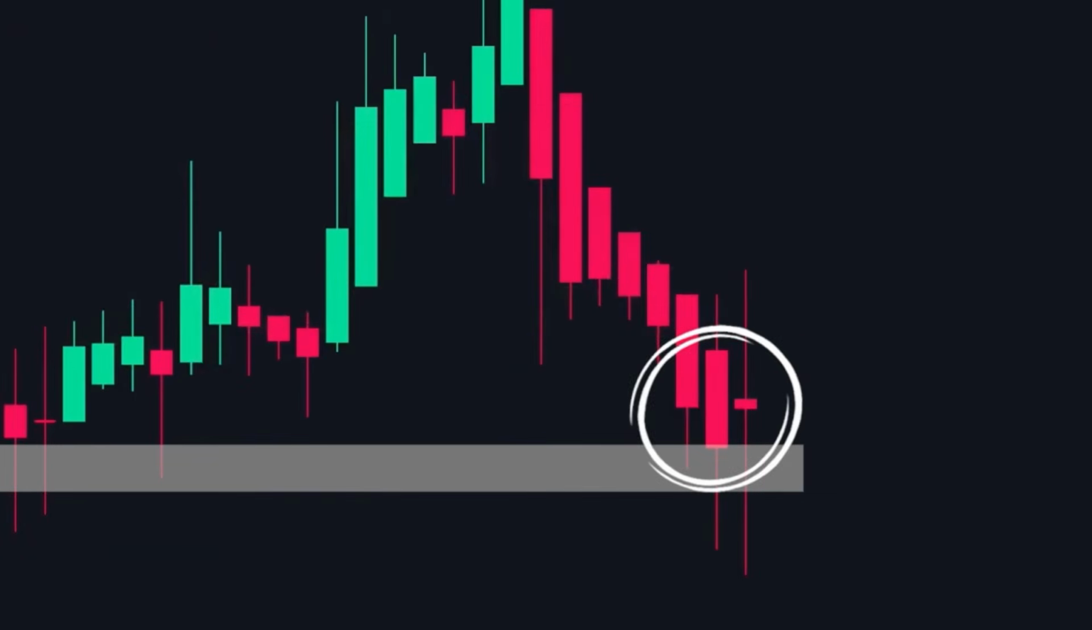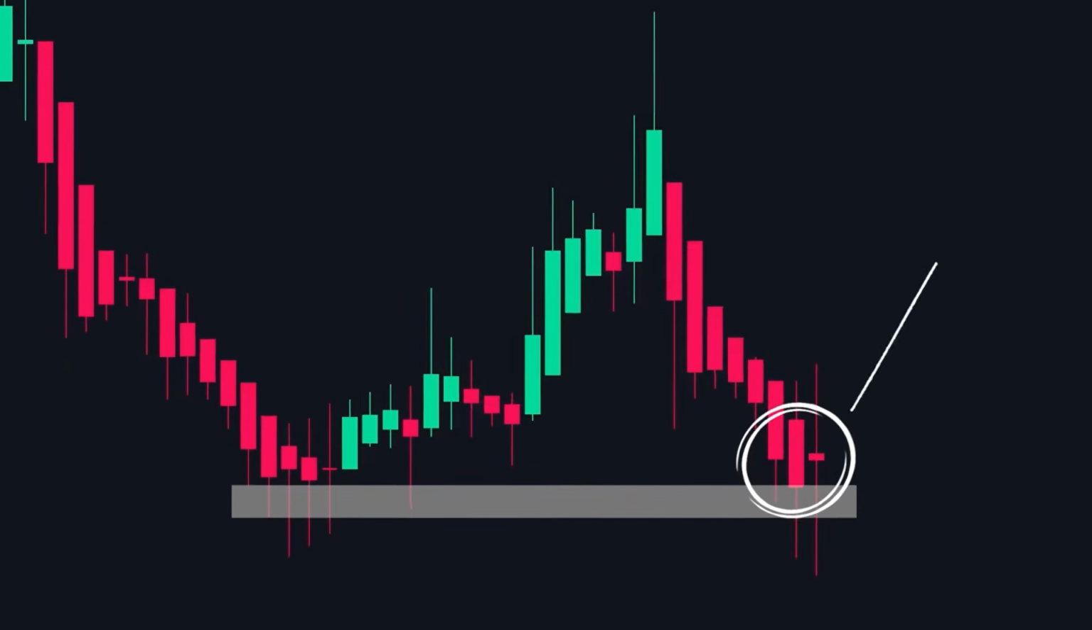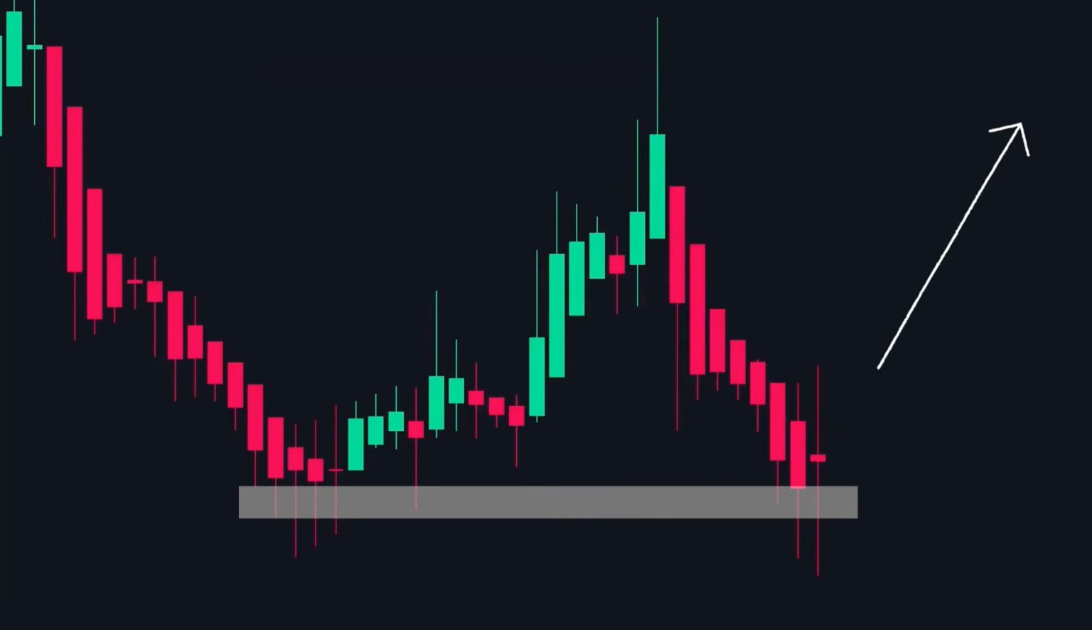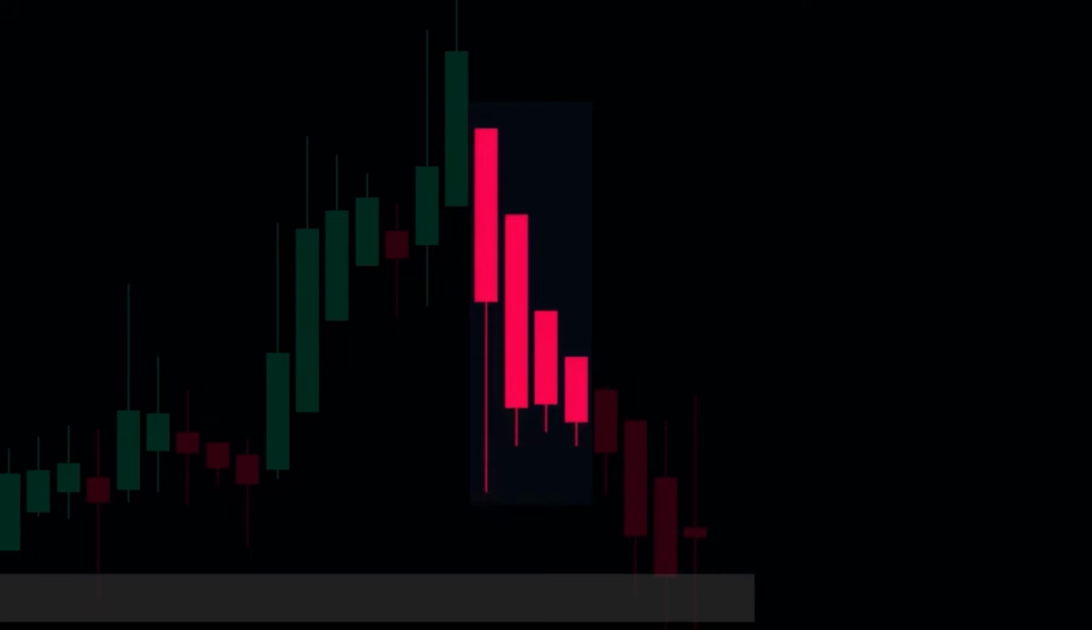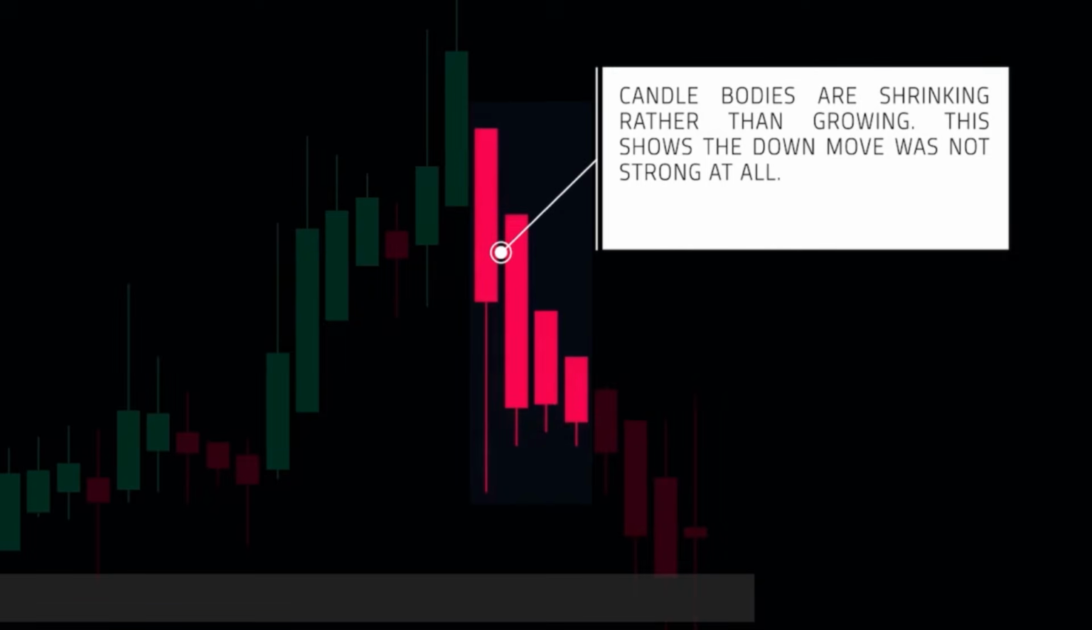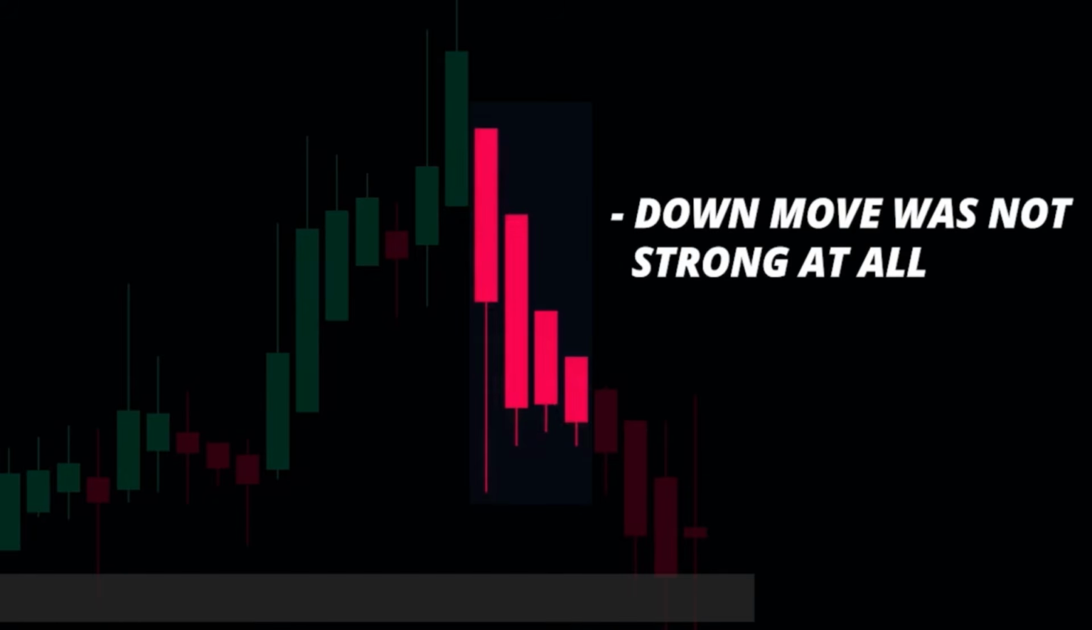When the price reaches this level again, we expect it to reverse and move upward. When the price returns to its support level, we pay great attention to the candles. In this down move, initially we see a row of red candles with no upper wicks, but the candle bodies are shrinking rather than growing. This shows the down move was not strong at all.